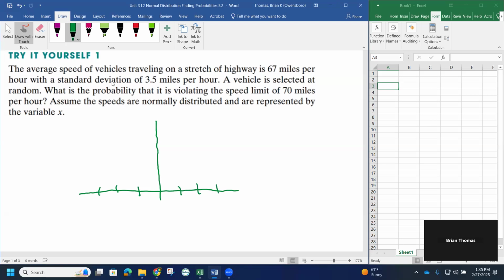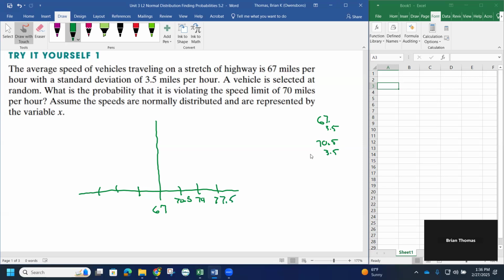So the average speed is 67 miles per hour. That's our mean. It's going to be out in the middle. And then if we go 3.5 each way, 67 plus 3.5 would be 70.5. And then if we add another 3.5, that's going to be 74. And then if we add another 3.5, that's going to be 77.5.